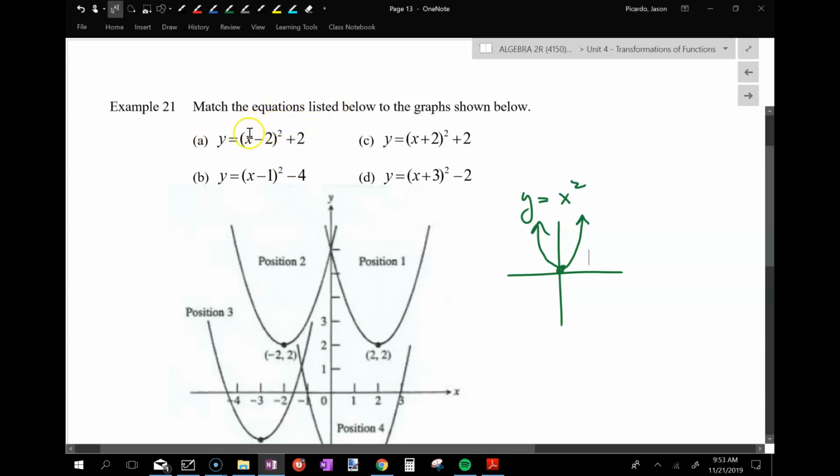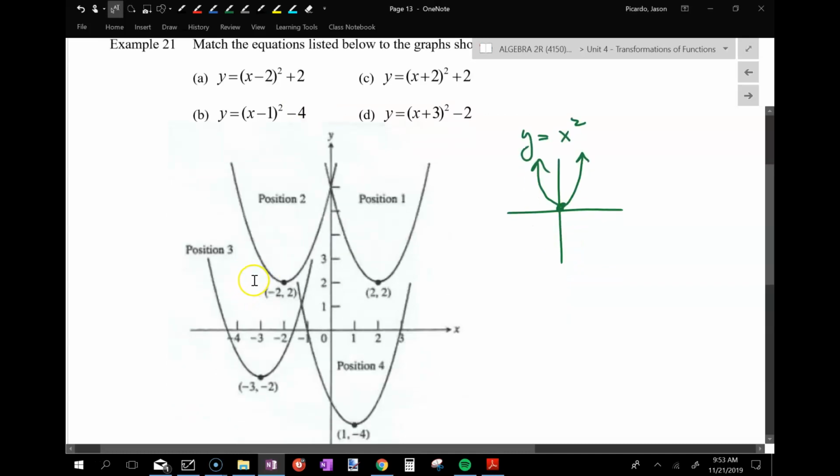So what's this going to do? Shift it to the right 2 and shift it up 2. Which one has been shifted to the right 2 and up 2? Position 1.